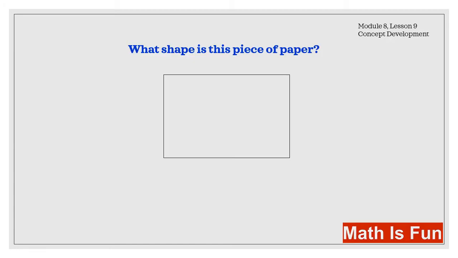Please hold your piece of paper out in front of you. Just like mine, what shape is this piece of paper? Be as specific as possible. Good. This is called a rectangle. How could you prove that this is a rectangle? Describe some of its attributes.